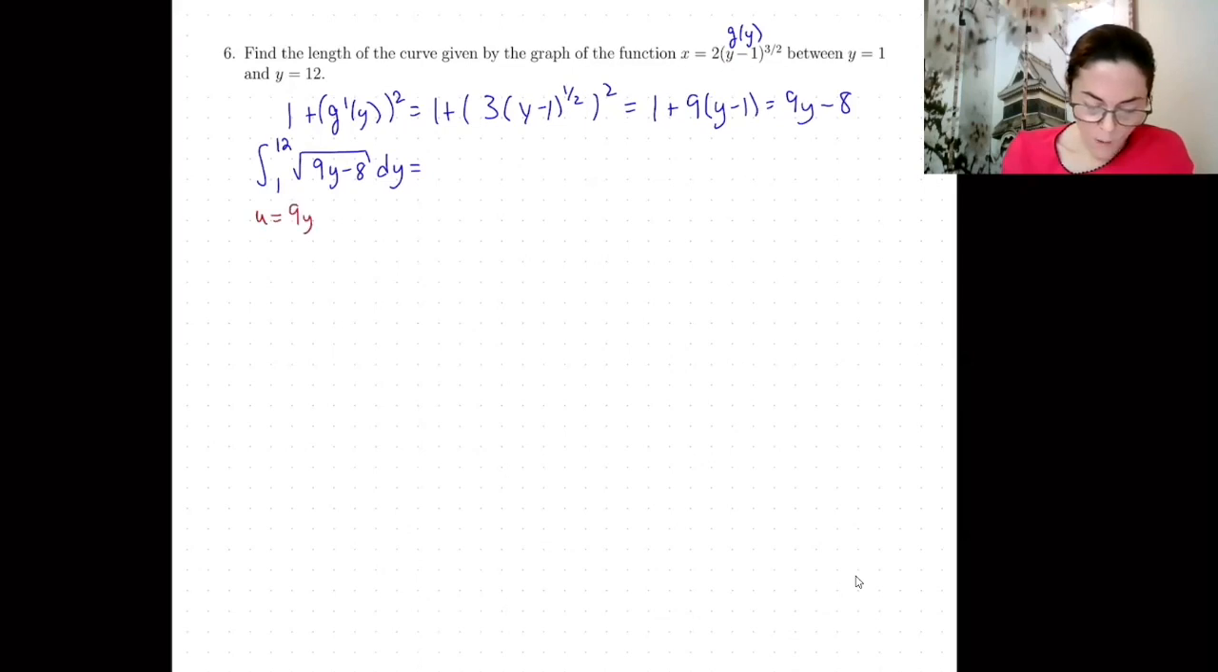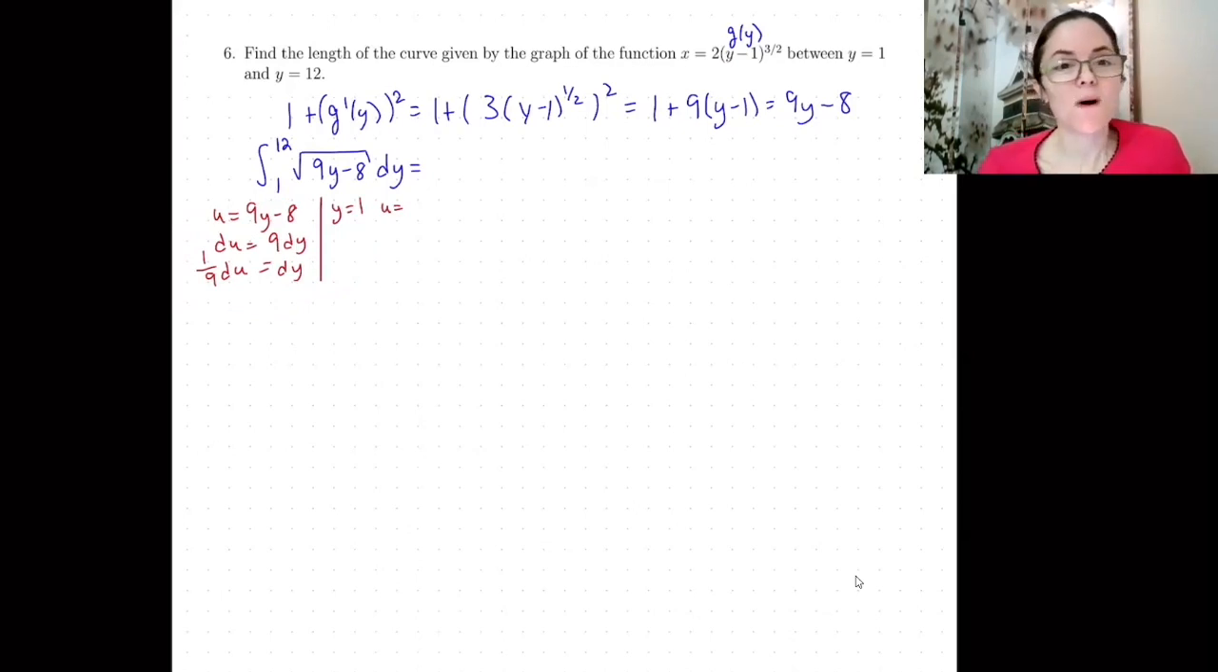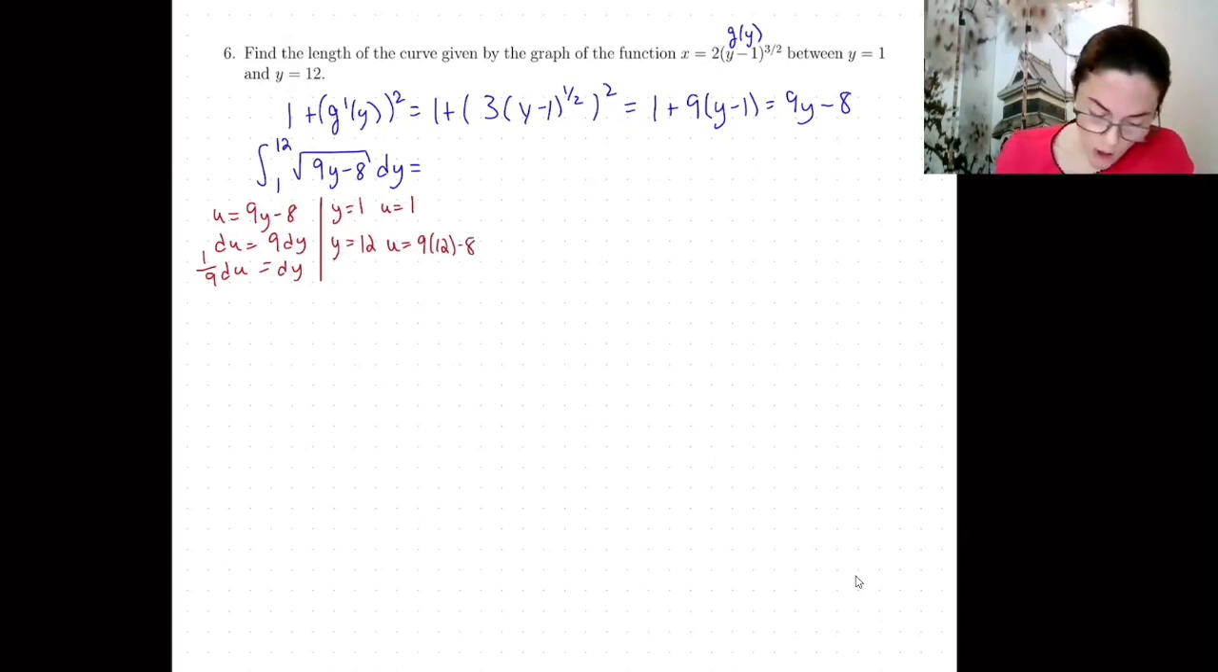u is 9y minus 8. This is substitution, so du is 9 dy, so dy will be 1 over 9 du. And then this integral goes from y equals 1, where u will be 9 times 1 minus 8, which is 1. And when y equals 12, u equals 9 times 12, maybe I'll write that as an intermediate step, minus 8. u will be 100.